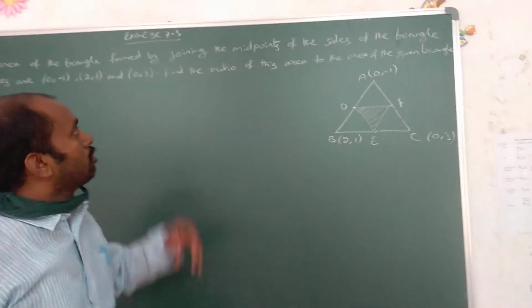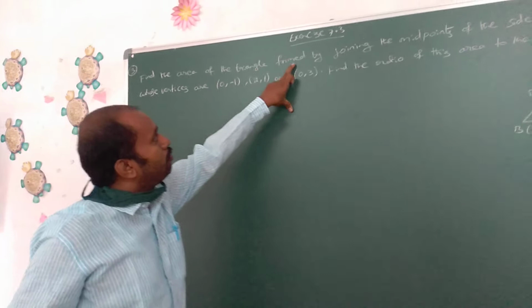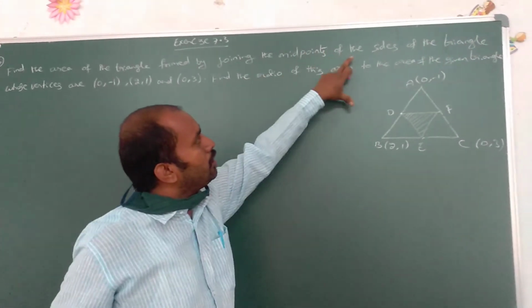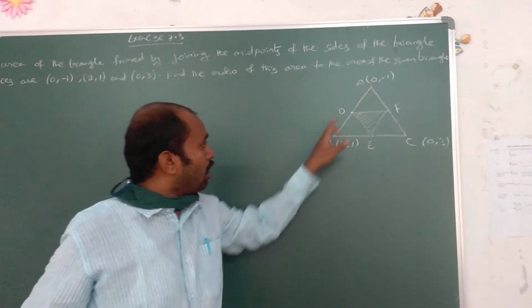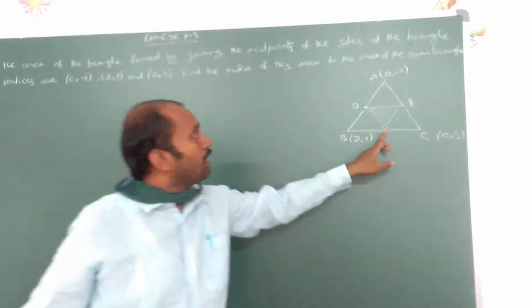Okay, what is the problem given? Find the area of the triangle formed by joining the midpoints of the sides of the triangle. Already we joined the midpoints, and one triangle is formed.